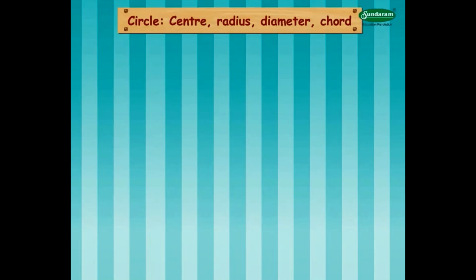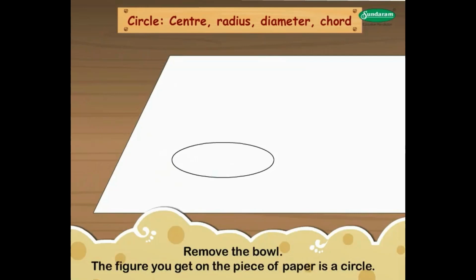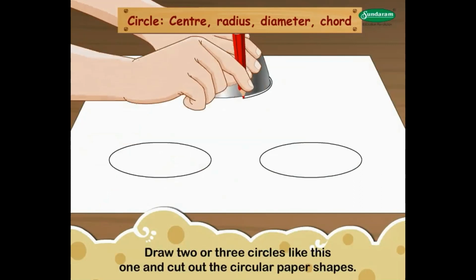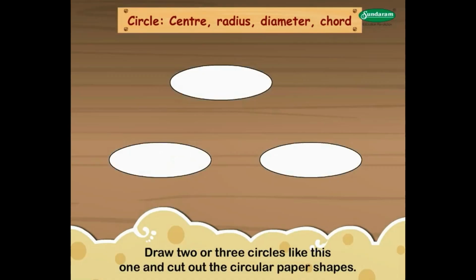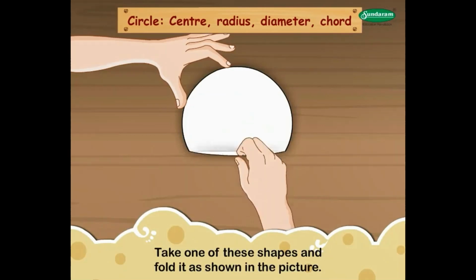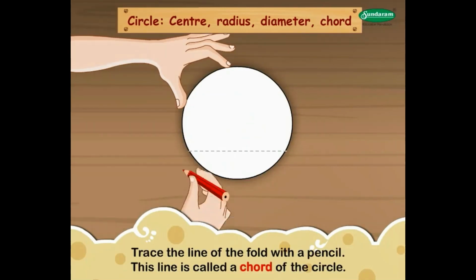Take a small steel bowl, place it upside down on a piece of paper and trace its outline. Remove the bowl. The figure you get on the piece of paper is a circle. Draw 2 or 3 circles like this one and cut out the circular paper shapes. Take one of these shapes and fold it as shown in the picture. Now fold another circular shape to divide it into 2 halves.